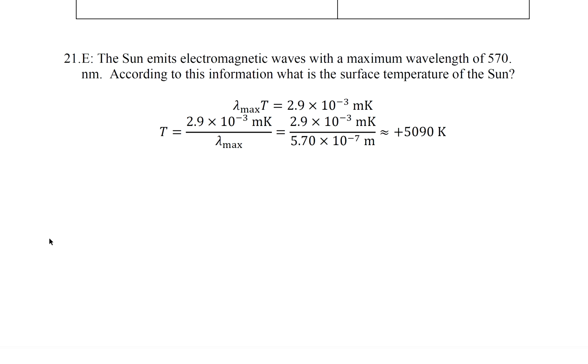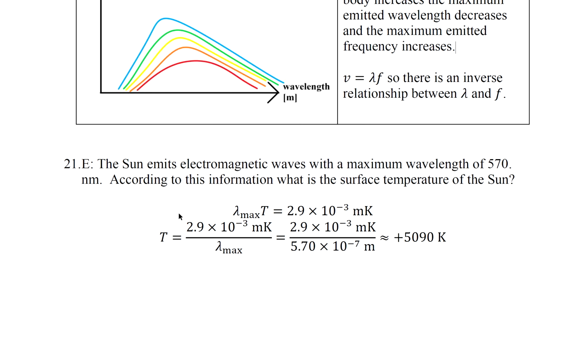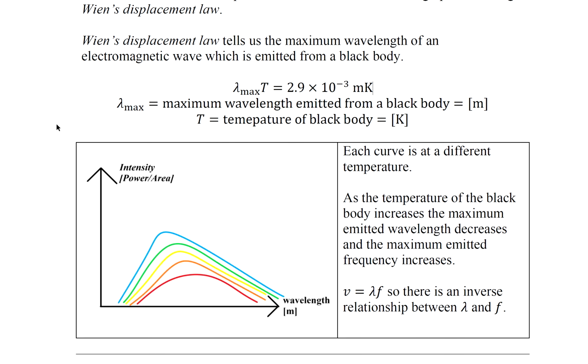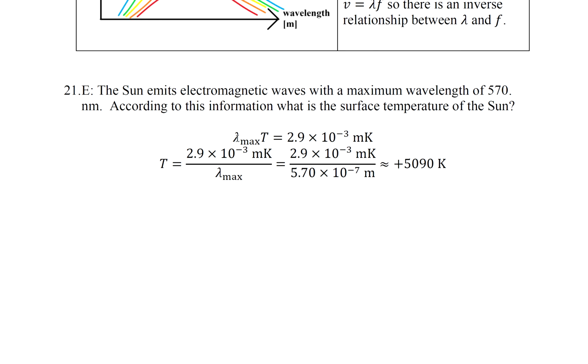Question 21. The sun emits electromagnetic waves with the maximum wavelength of 570 nanometers. According to this information, what is the surface temperature of the sun? So we're just going to use this equation, solve for temperature.